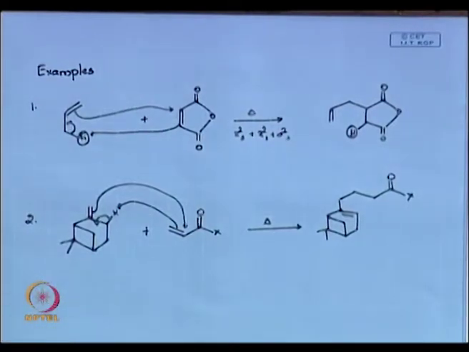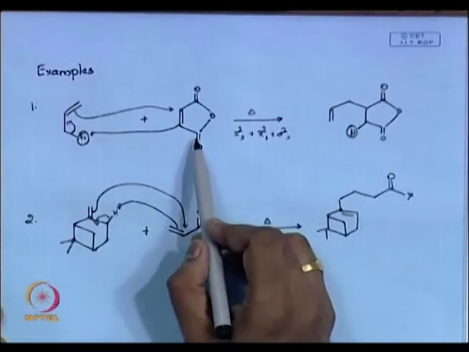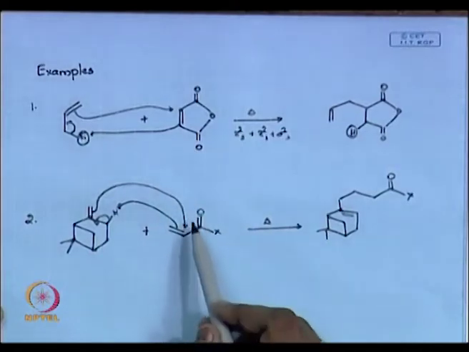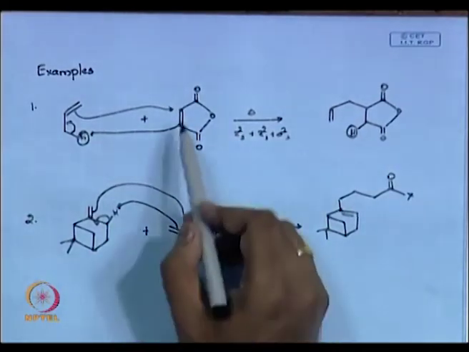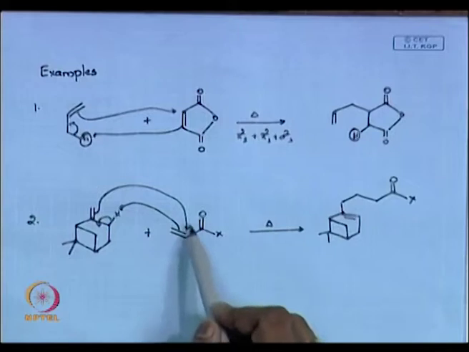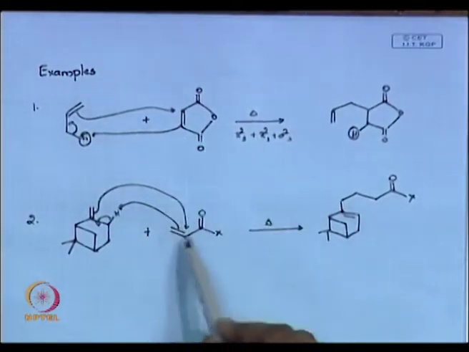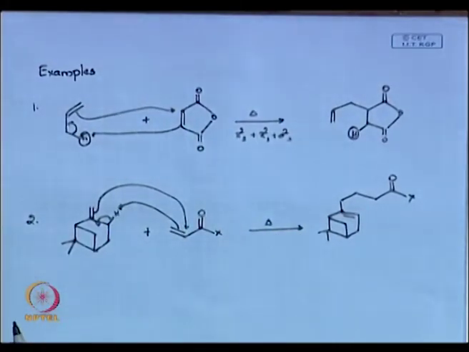But in both these examples, if you see your dienophile, we are talking about the dienophile more as your alkene system. There is a very good number of ene reactions where your dienophile will be a carbonyl system. We will see that first variant of your ene reaction.